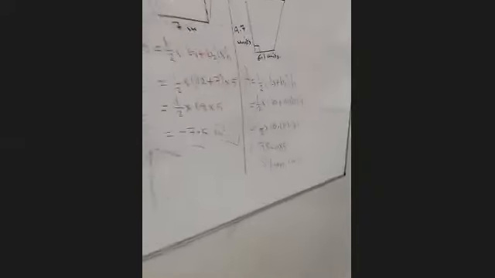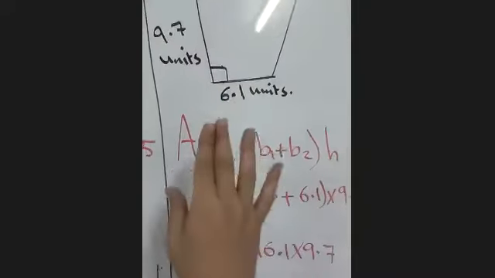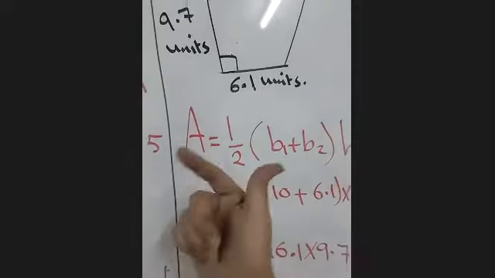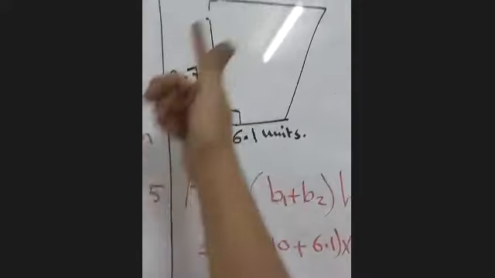This is the area of the trapezoid, guys. Tomorrow we'll continue in our examples. Today, they gave me the dimensions and I found the area. Tomorrow, they will give me the area and I will find one of the dimensions.